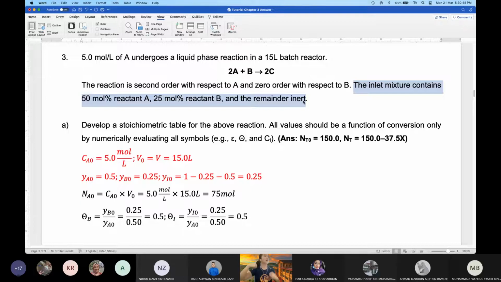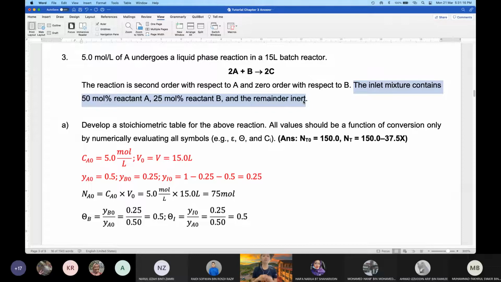dalam batch reactor tu, I have actually 3 compound. Okay, 2 is my reactant, A and B, and I have the third one which is an inert, which I don't know what lah, tapi dia kata dia inert. So, these 3 compounds initially, dia ada dia punya percentage, right, in terms of mole. Okay, so in terms of mole percentage dia, we have 50% A, 50 mole % A, 25 mole % B, then naturally inert pun 25% lah because total must be 100%, right? So, A 50, B 25, inert 25 mole %.